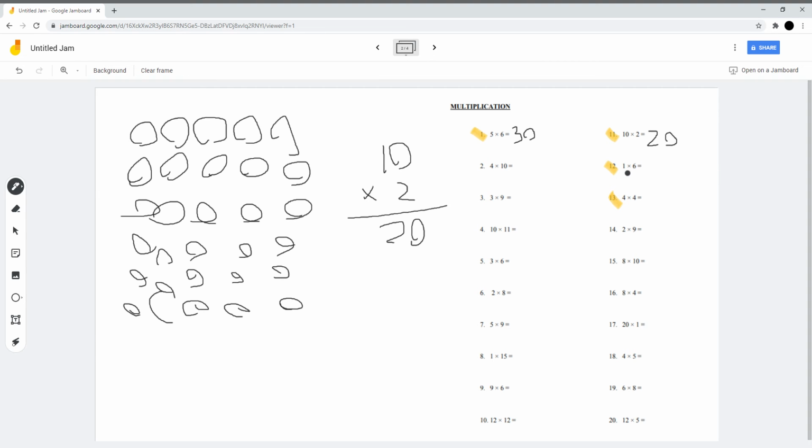6 multiplied by 1. Every number that is multiplied by 1 is just this number.